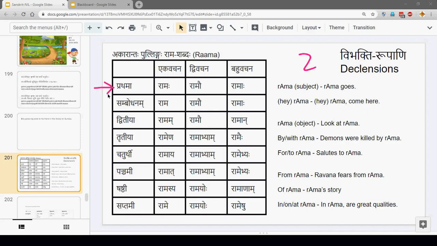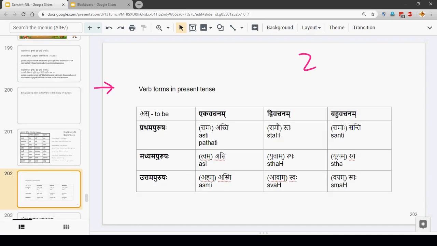Balakau. Take the Balakau and now combine that with this. If you want to say two boys are there, we use this form, right? Balakau staha. Balakau tatra staha, there.